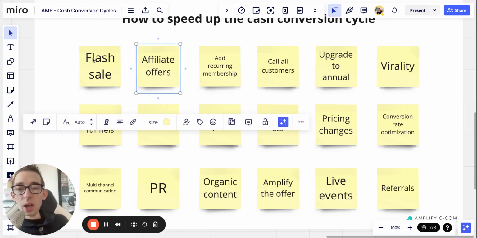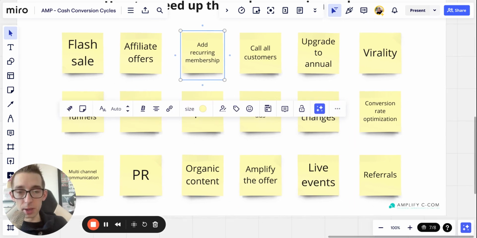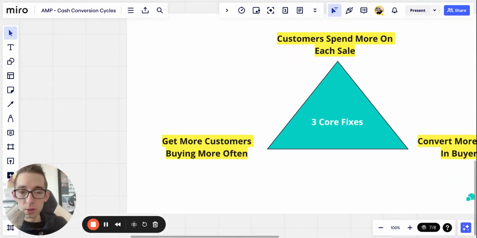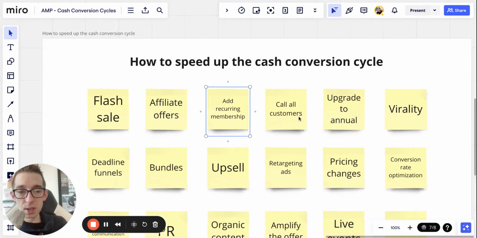So if you look at the flash sale affiliate offers, just be mindful that you could create increased competition, and then they're spending over there and they're not spending with you. Adding recurring memberships in there, okay? So that means you're increasing what? You're increasing getting customers to buy more often, which is then going to increase your cash conversion cycle.